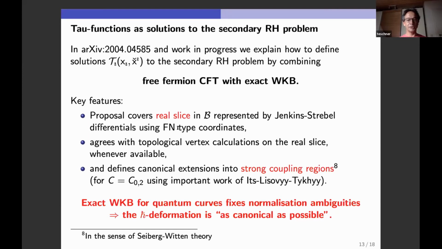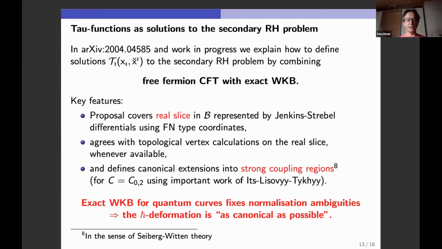In some sense, you can see it as a limit by the juggle of Gaiotto-Moore-Neitzke of those. Anyway, wherever available, that is on these real slides represented by Jenkins-Tribble, we can compare in some cases with topological vertex computations and find perfect match.